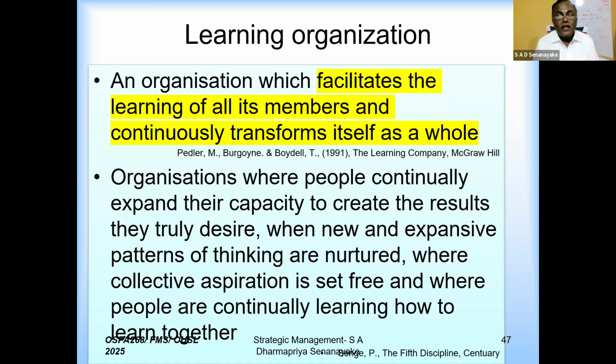So this is the learning organization definition coming from a lot of HR books, HR related areas, and this definition is very old, 1991. I like this, so that is why I put it. There are various other definitions for learning organizations. Yes, you can read and see.